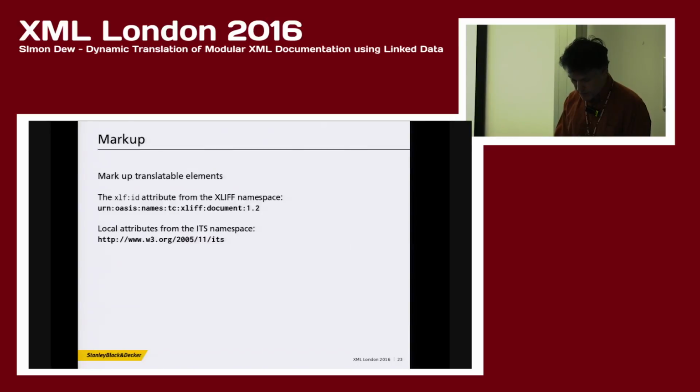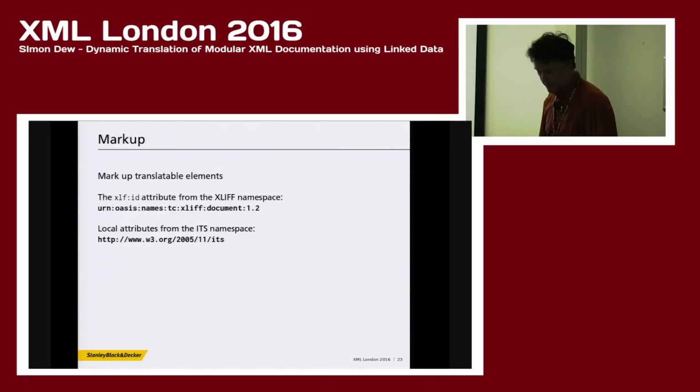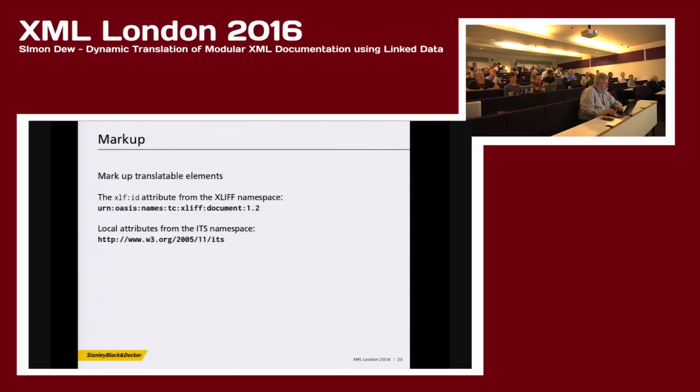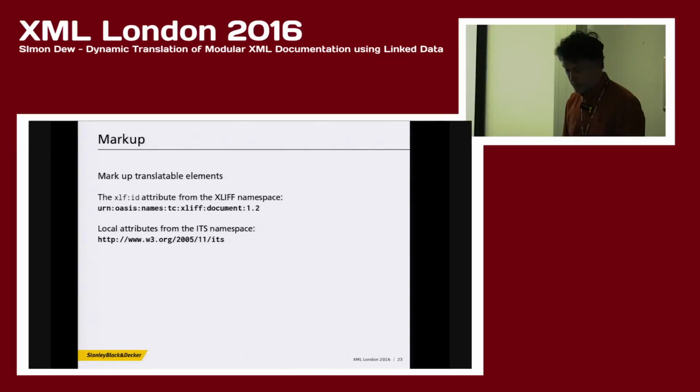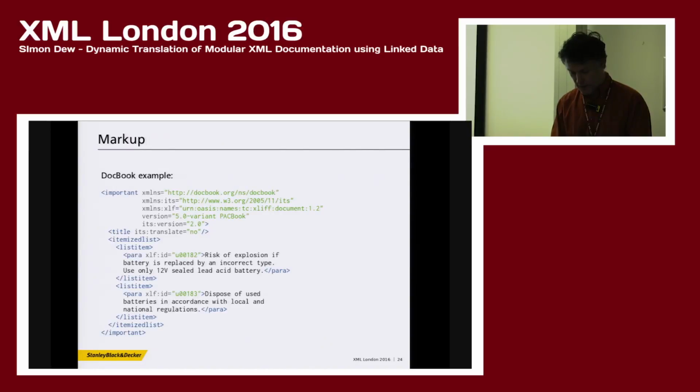Why do we use xlf:id? I mean, the ITS 2.0 recommendation stipulates that you should use xml:id. And the reason for that is that after transclusion, you could get the same translatable element occurring in more than one place in the document. So obviously, the two elements can't have the same xml:id. So here's a little snippet from a document showing the typical markup that we use for translatable elements in the document.